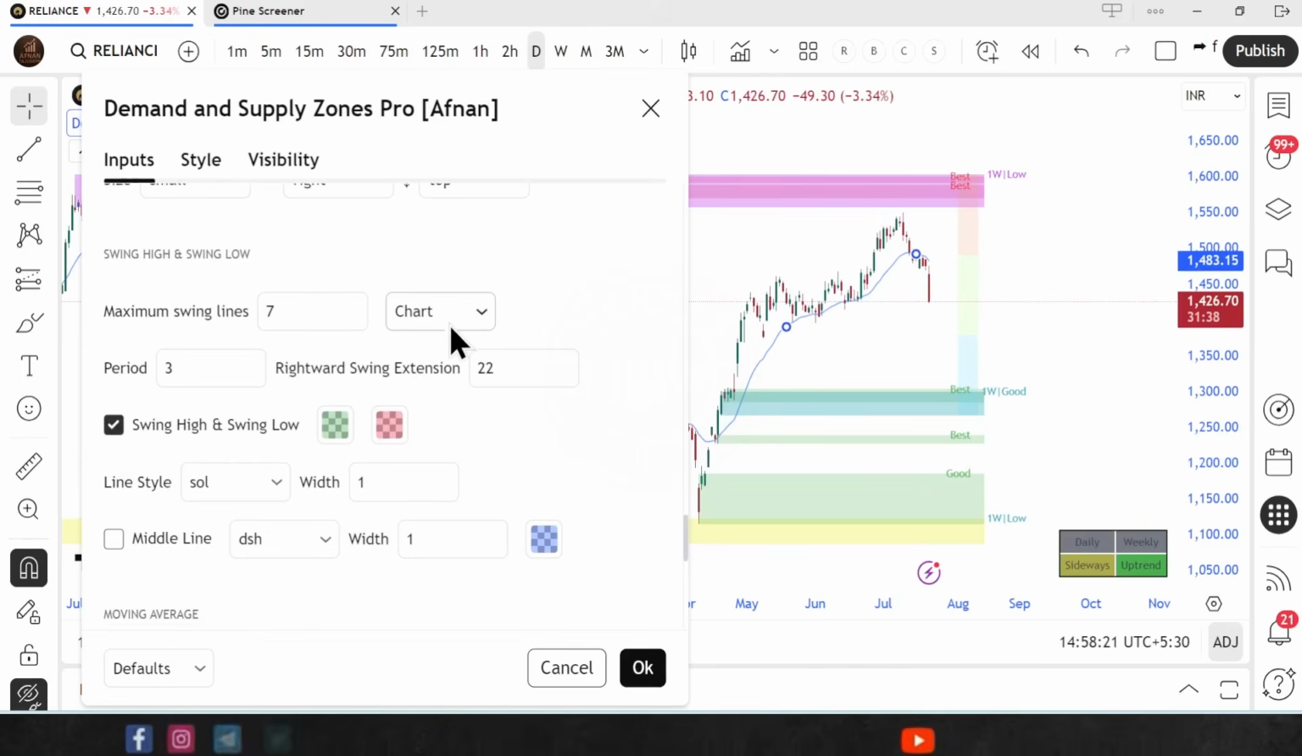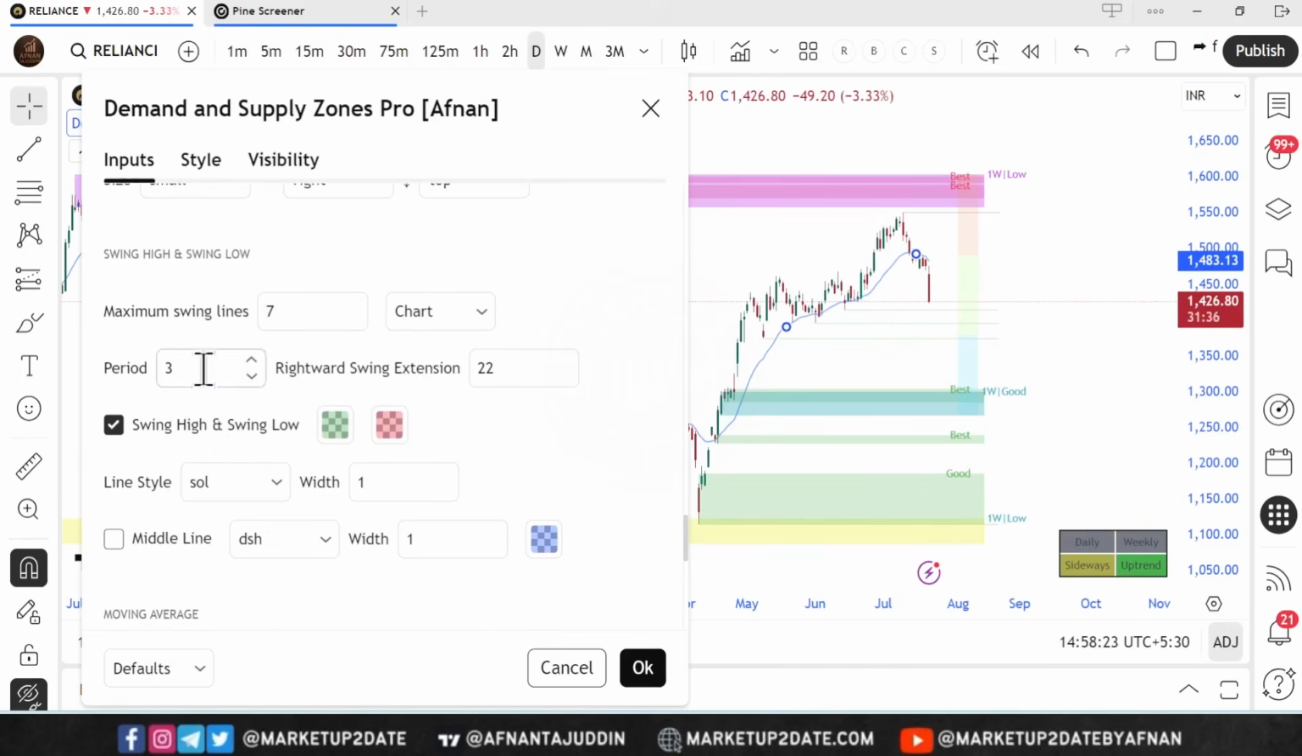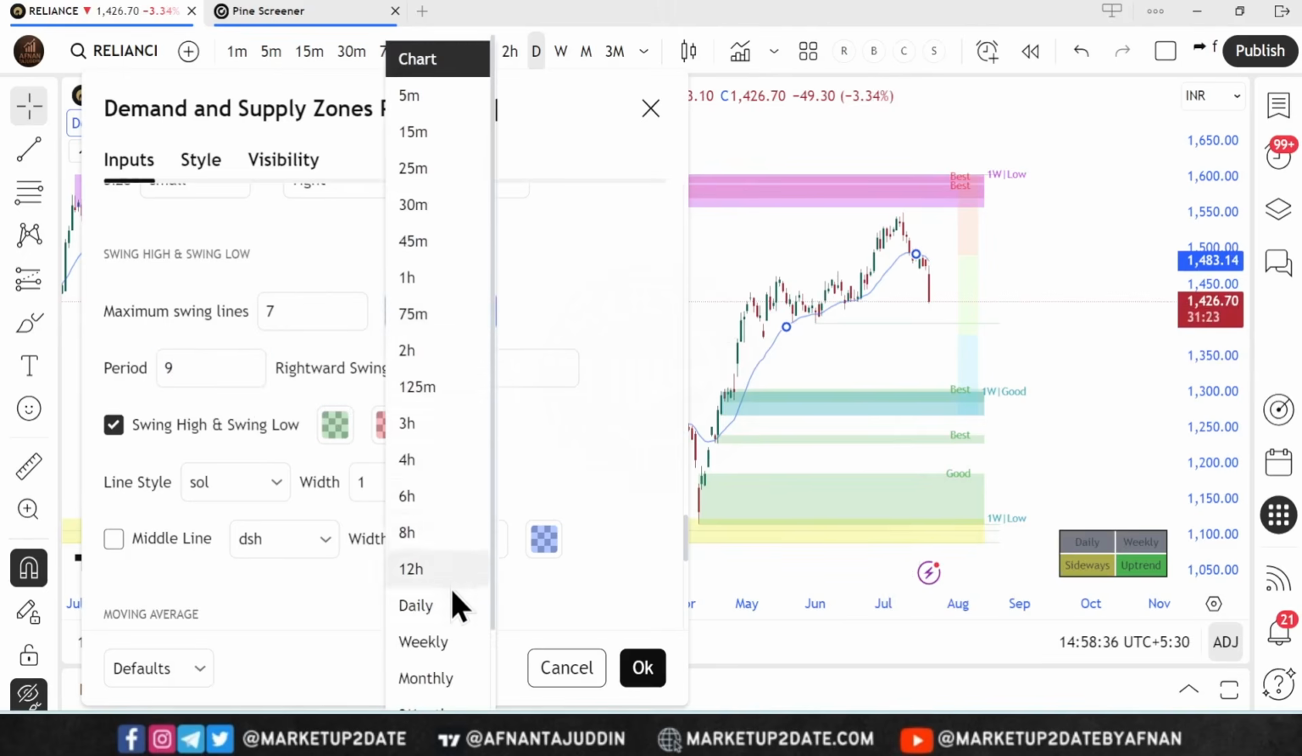The period setting determines the strength of the support and resistance. A higher number looks for more significant, major swing points. The default of 3 is a good balance. For time frame, you can have the support and resistance calculated from your current chart or from a higher time frame for more significant levels.